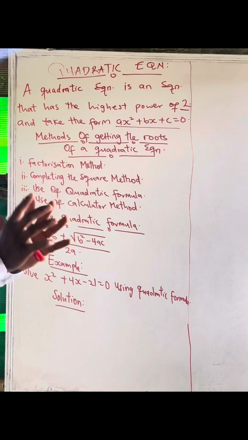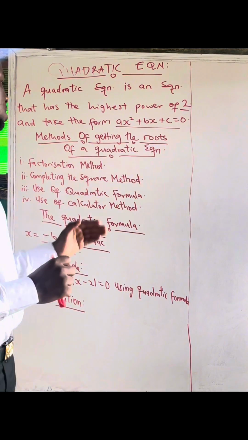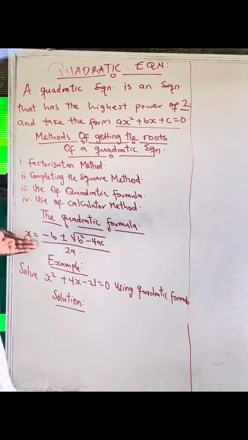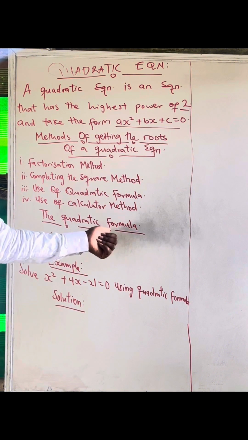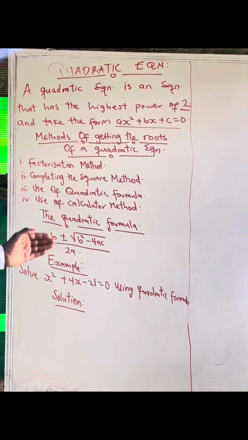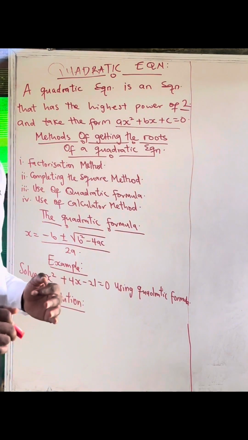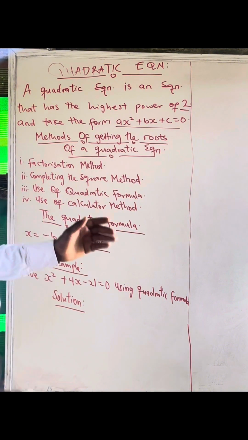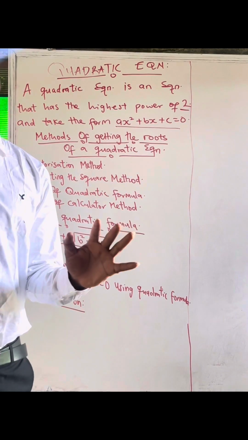But for the aim of this tutorial, we are going to be using the quadratic formula in solving a quadratic equation. What is the quadratic formula? The quadratic formula is given by: x equals minus b plus or minus square root of b squared minus 4ac, all over 2a. You will see that we have three variables here, which are a, b, and c. What do they represent? a simply represents the coefficient of x squared, b represents the coefficient of x, while c represents the constant number.